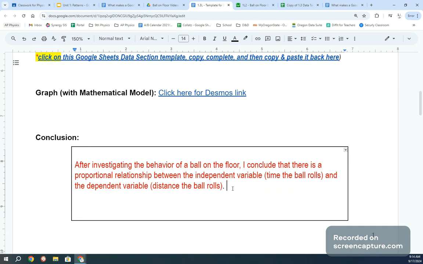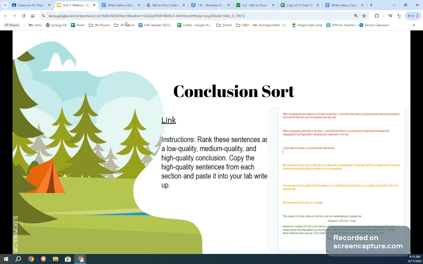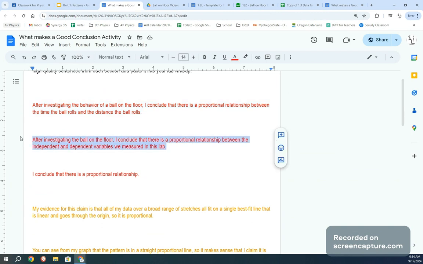Because in truth, the best of the best, when you start writing your own conclusion, you're going to want to talk about the independent and dependent variable. But just as importantly, we want to know what those actually are. And that's why this second one here is not great, right? That's why it's just a medium, because it talks about the proportional relationship. Great. It talks about the independent and dependent, but we don't know what those are. So that's not super helpful. We want to know what those are. So that's why I would say that when you start writing your own, a really good quality one is going to combine the best of both of those two.